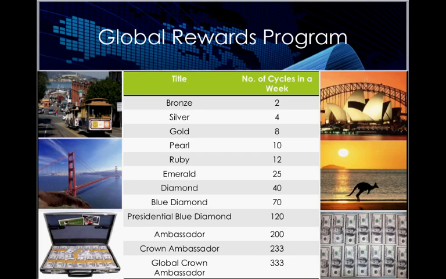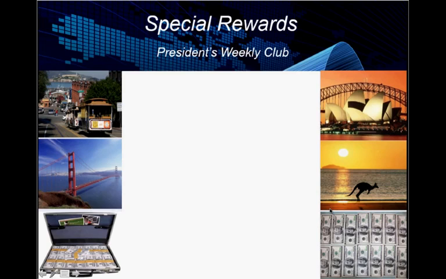And again, things are going on. Currently, I am at the level of Ruby. Ruby is when you make 12 cycles in a week. The highest so far, I've hit 16 cycles in a week. But very soon I'm going to escalate that, and following up the ladder, I'm going to reach Global Crown Ambassador as well. That is the current ceiling of this company. That is $50,000. So this is how the process works.